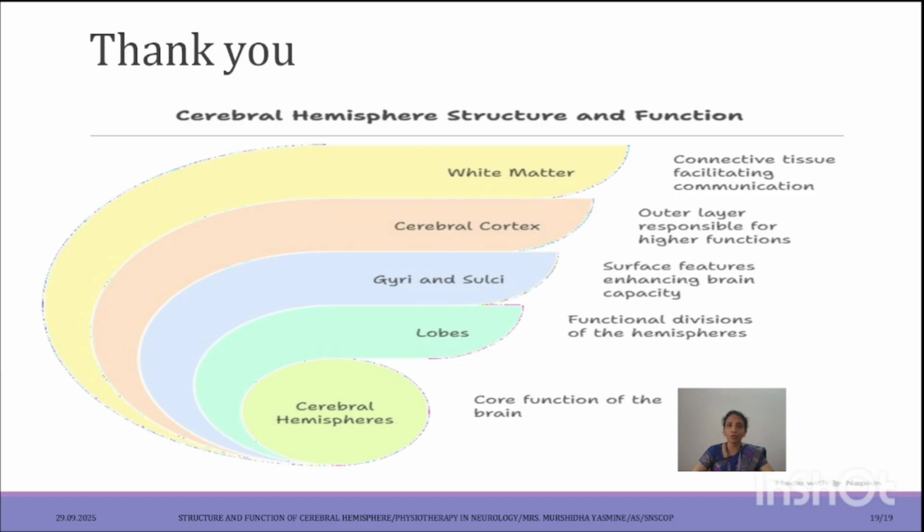This picture summarizes the overall class which I have discussed so far about the cerebral hemisphere structure and function. Starting from the cerebral hemisphere, we have talked about the lobes, gyri and sulci, cerebral cortex and white matter. Thank you for your time.